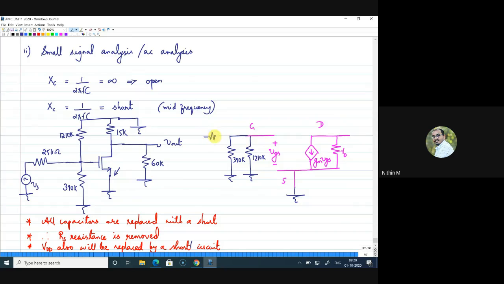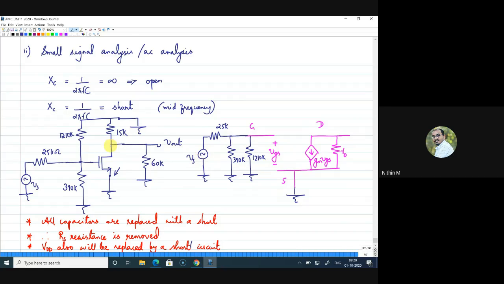So I will draw that 25 kilo ohm here from the same point, and to the other side you have the signal source connected. So that is Vs. Right. So this is what you have on the left hand side, or towards the gate side. Now source is grounded anyway.